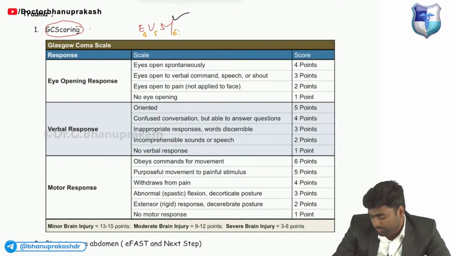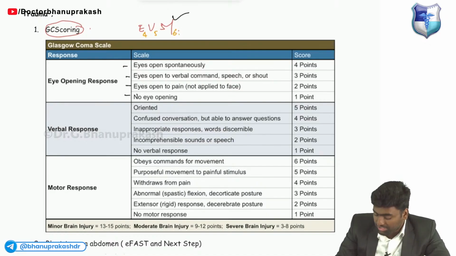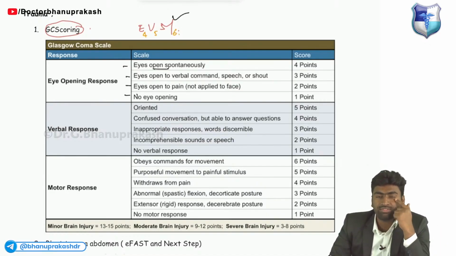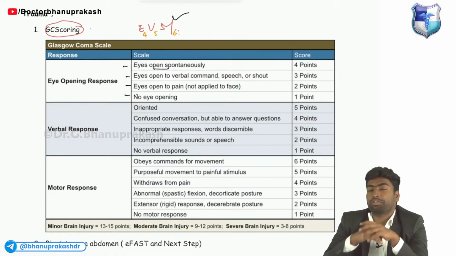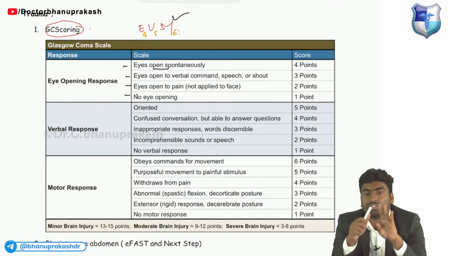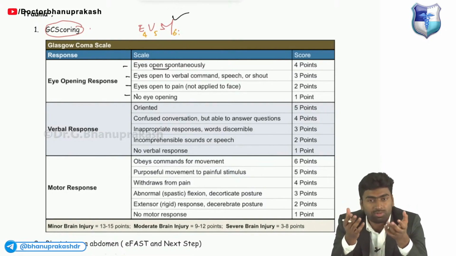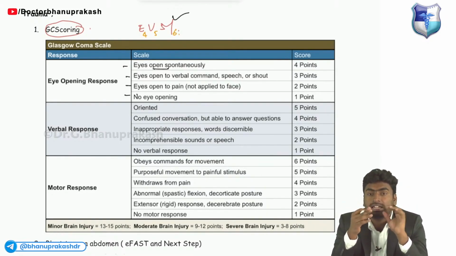Fine. See, you need to know the first one. The first one is always spontaneous, the eye opening, which gives 4 points. If the patient is opening and closing the eyes on his own, then it is E4. If he opens to a stimulus like voice, you are calling him, "Aapka naam kya?", meaning "what's your name?", and the patient opens the eyes, then it is E3.